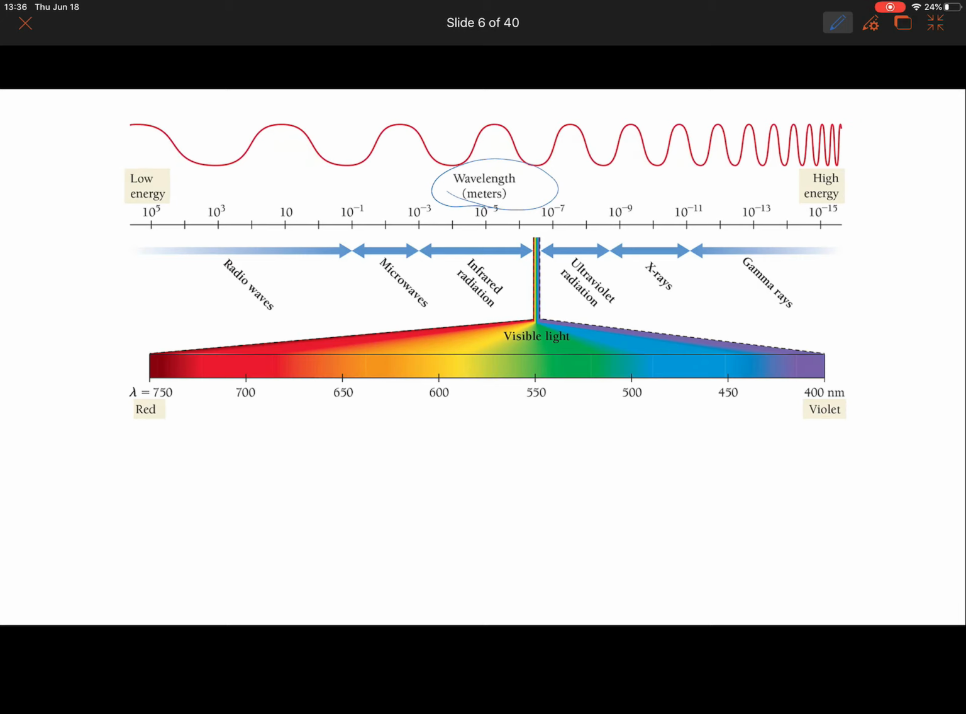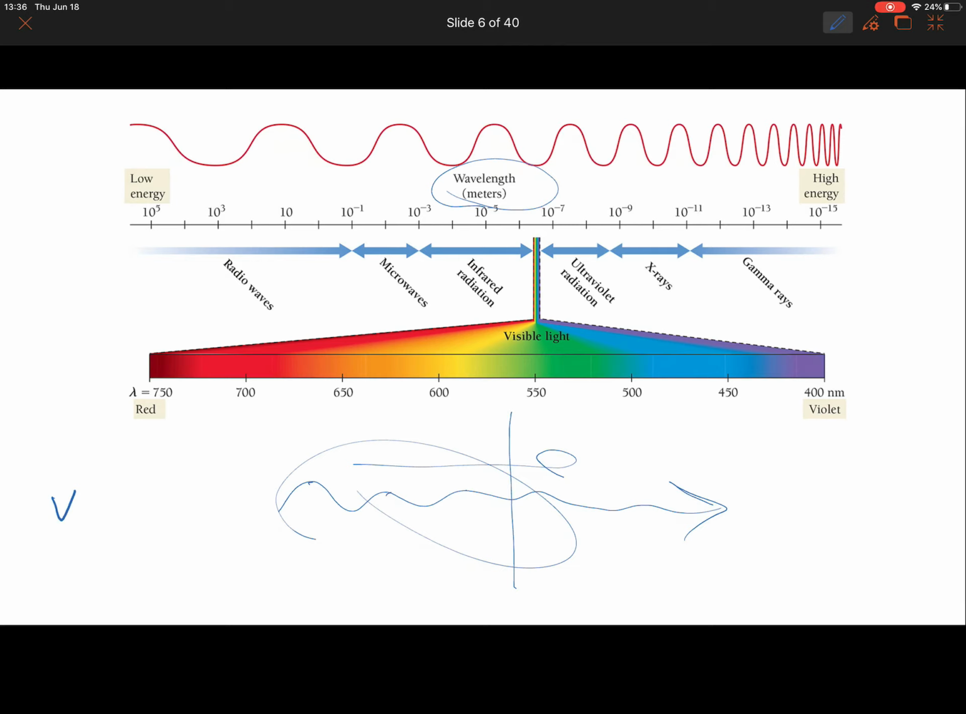Frequency has the designation nu, N-U, that we get from Greek. This is not V for velocity, this is frequency nu. And this is defined as the number of cycles or crests that pass through a stationary point in 1 second. So we would imagine that as light is traveling in this direction, if we had a piece of tape and we were trying to see how many crests pass by this piece of tape in 1 second, and we kept track of that, that's what frequency is.